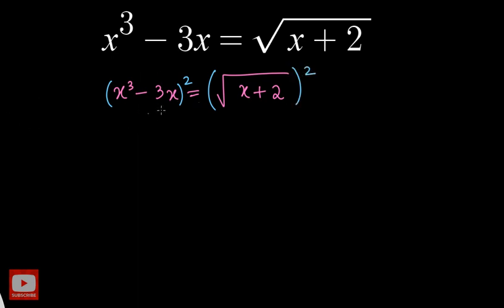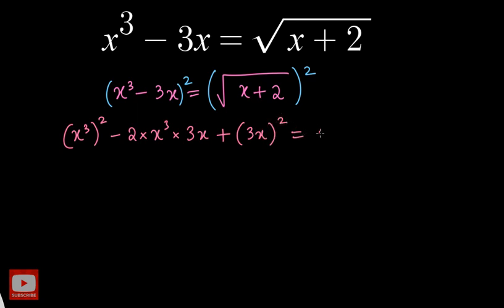On the left hand side, you can expand this using the formula (a minus b) whole square. That is a square minus 2ab plus b square, right? So a square will be x cube the whole square, minus 2ab will be 2 times x cube times 3x, plus b square will be 3x the whole square. Okay, and on the right hand side we get x plus 2.